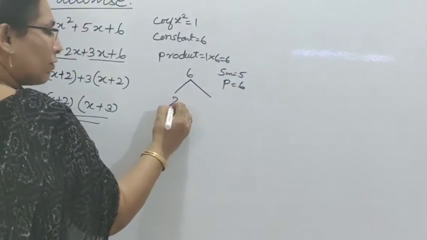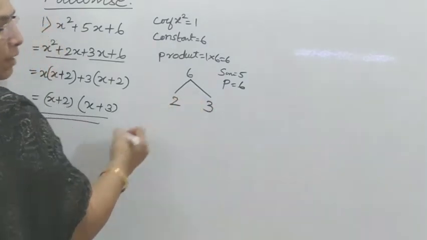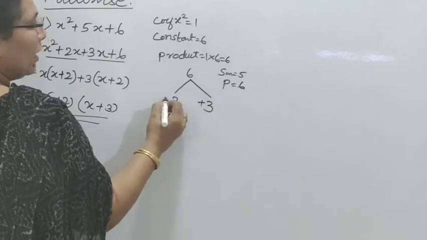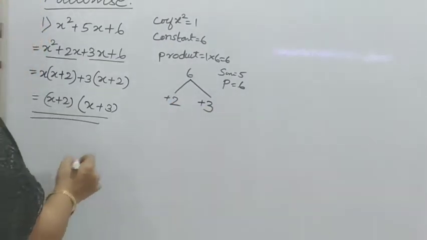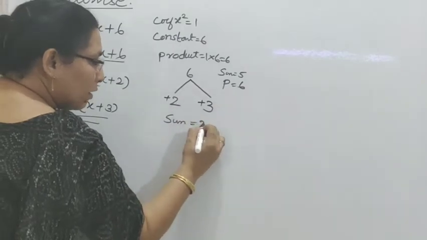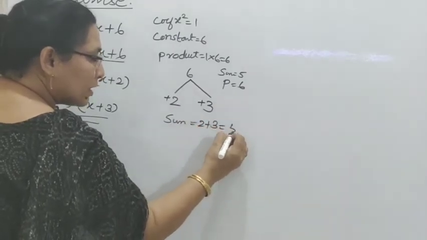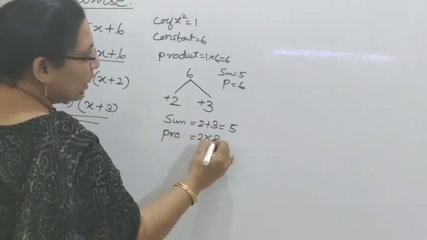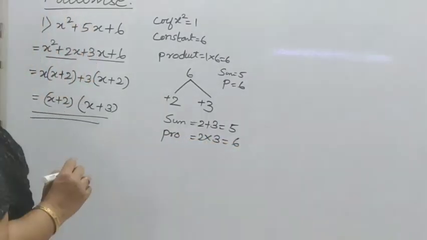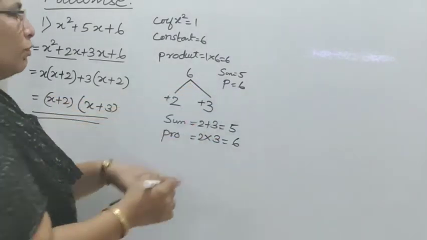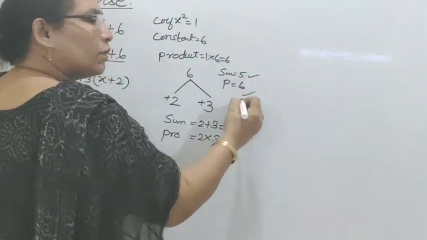So I am writing the factors of 2 and 3. Now we are giving the sign, plus and plus. First we try to find out the sum. 3 plus 2, what is it? The answer is 5. For the product, 2 into 3 equal to 6. The signs to be considered are both plus only. So now we got the sum equal to 5 and the product equal to 6.